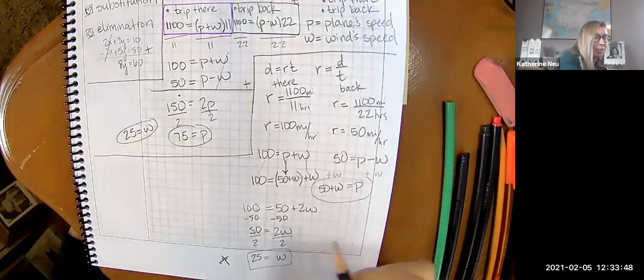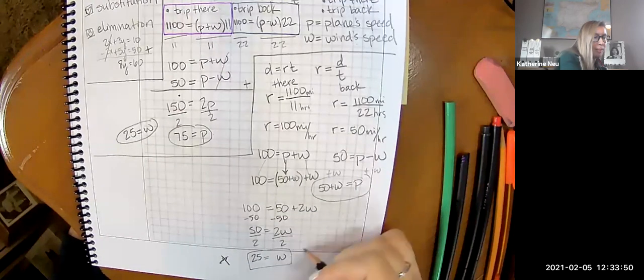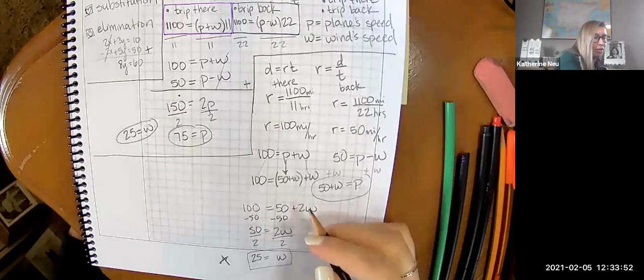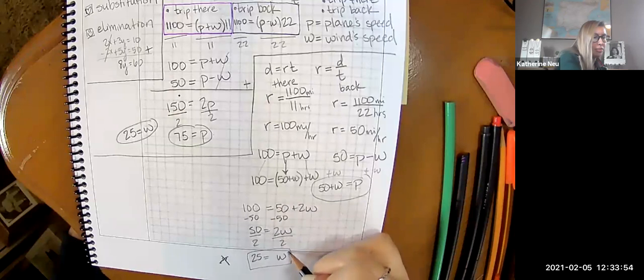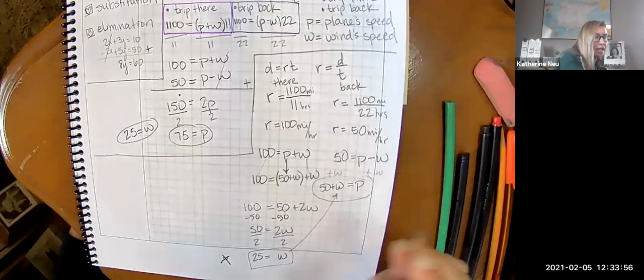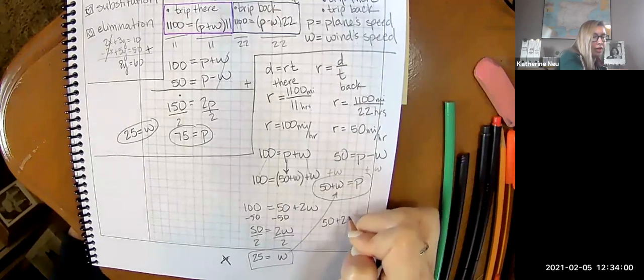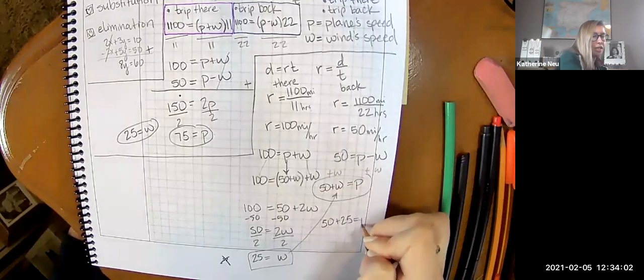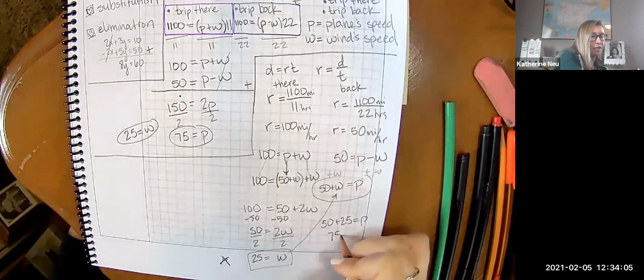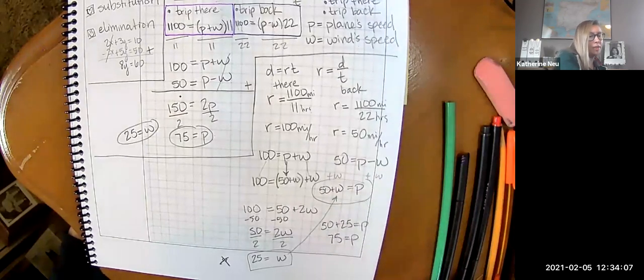And then now I'm going to take W and I'm going to substitute it back into some other equation to find P. So I'm just going to substitute in that one because it's nice and pretty and easy. So 50 plus 25 is P. So 75 miles an hour is the plane's speed.